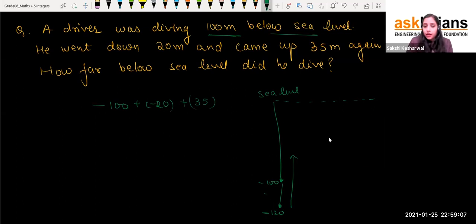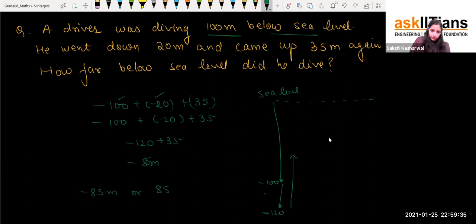Plus 35, he came back above. He went down, so below, minus 20, and then he went up, plus 20. So just add it up, so it will be what, beta? Minus 100, right? The negative integer plus negative integer will be what, beta? I'll just write it again. So this will be minus 120 plus 35 is equal to what, beta? Minus 85 meter. That is minus 85 meter, or we can say 85 meter below sea level. Yes or no?